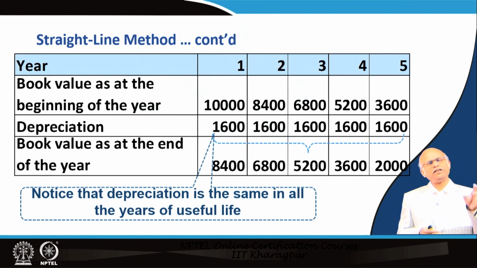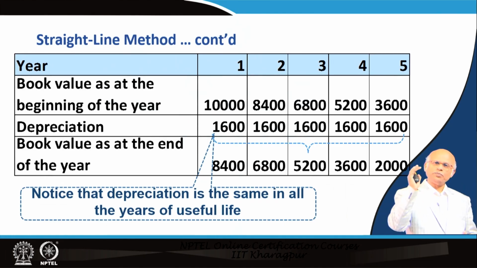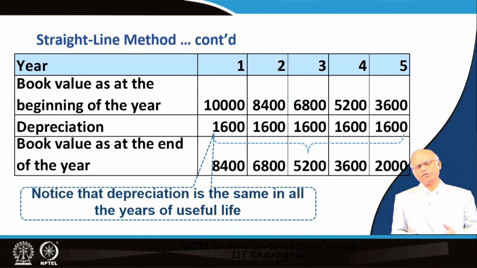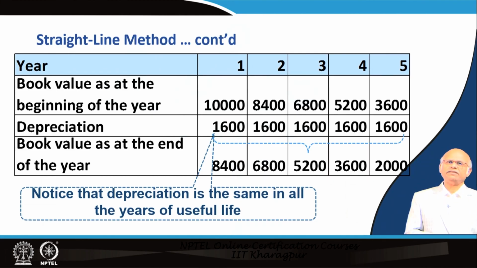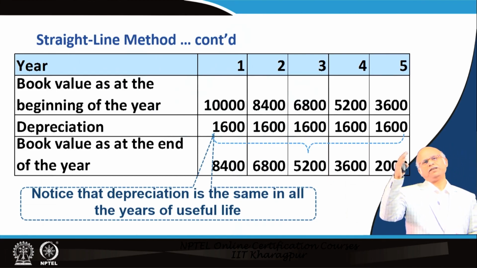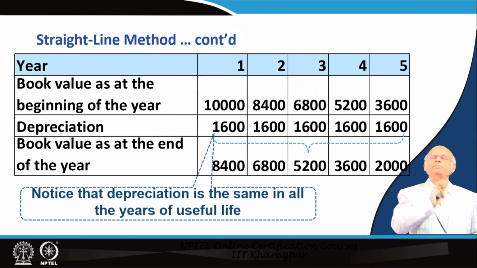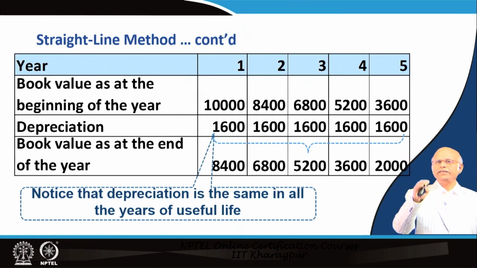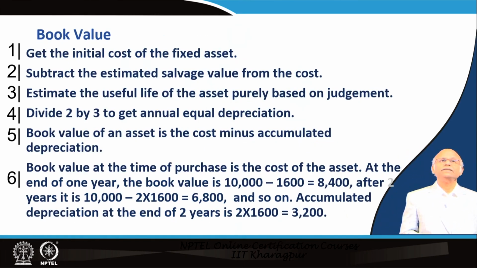First year, the original value is 10,000, deduct depreciation, your book value becomes 8,400. Next year your original book value is 8,400, you allow depreciation, so the final book value as at the close of the business becomes 6,800. Similarly, 6,800 becomes the opening value in the next year, depreciation remains the same, deduct depreciation from the opening book value, you get the actual book value as on the close of the business.